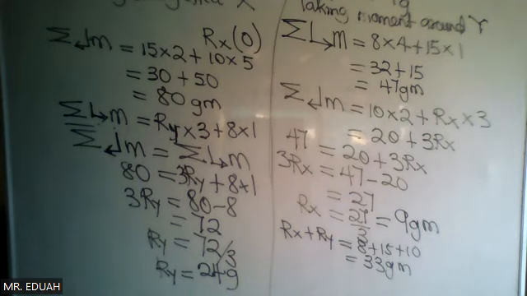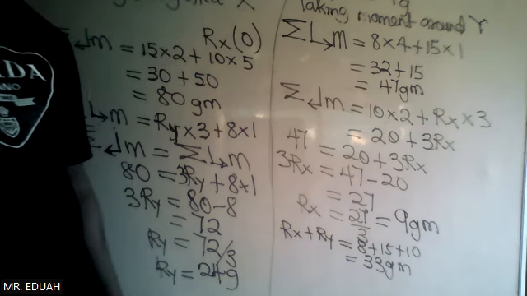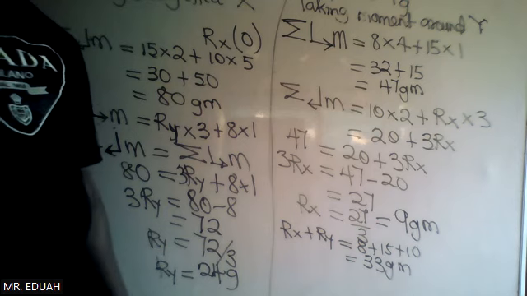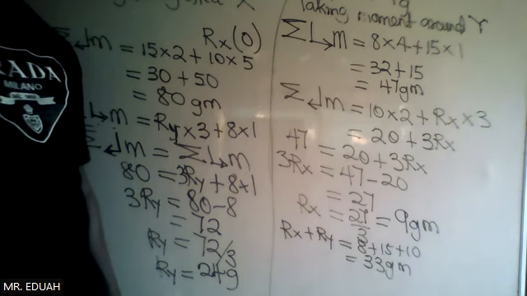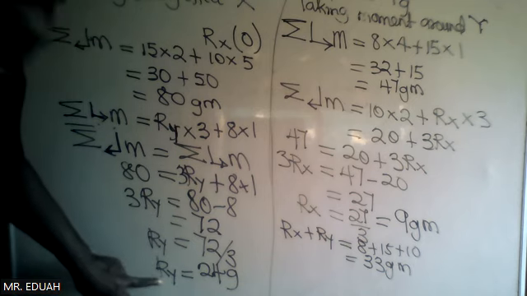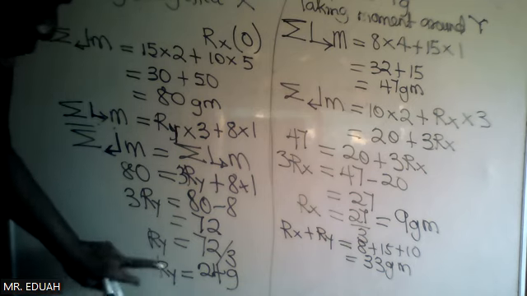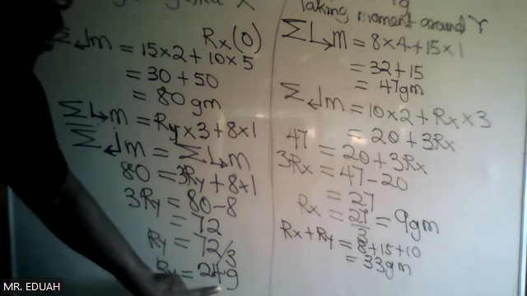You see, in the books, in your textbooks, what they do is that when they get one, let's consider the point where we have had Ry to be 24.